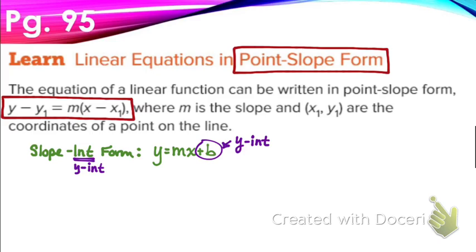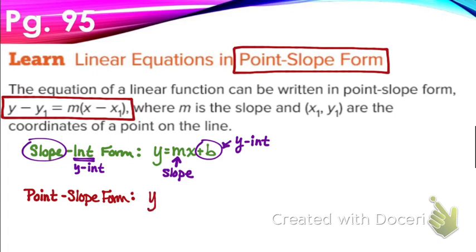What else does slope-intercept form tell me about? The slope. Tells me about my slope. Which piece of this equation is the slope? M. Not the mx, just the m. All right. So that's slope-intercept form. Today we're going to talk about point-slope form. And we're going to learn how to go from point-slope form into slope-intercept form. Point-slope form is y minus y1 equals m times x minus x1.